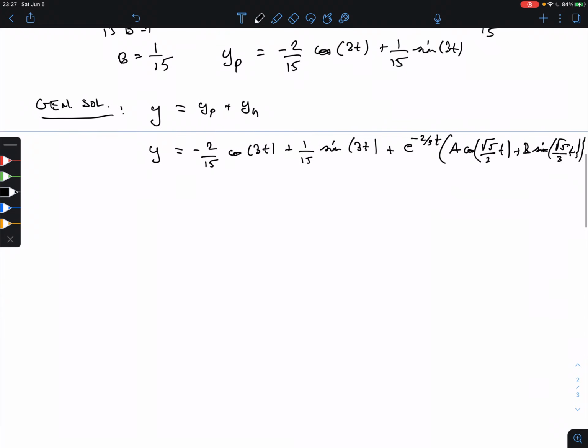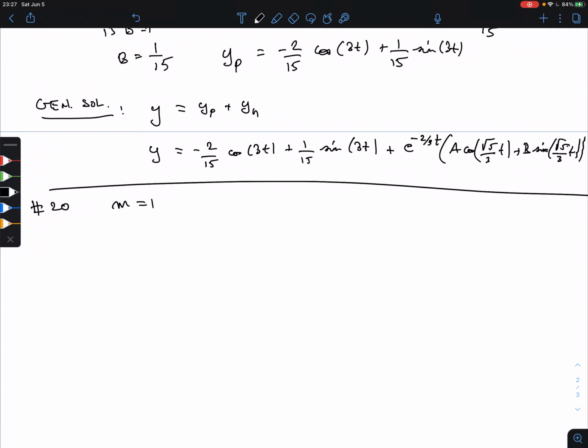Okay, that's number 17, and number 20 is kind of similar. So we have now a mass of 1 kilogram. So now we're in this metric system.